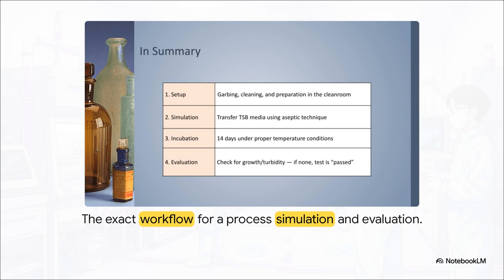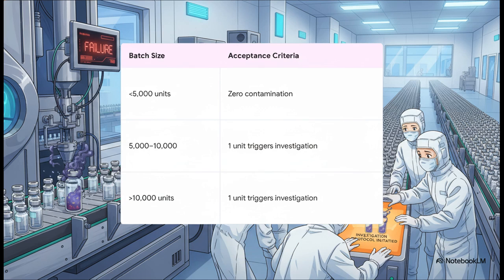And finally, the evaluation. We check every single unit for turbidity, which is basically a cloudy appearance that screams, hey, we've got microbial growth. And the acceptance criteria for this are incredibly strict, as they absolutely should be. Look at this. For smaller batches under 5,000 units, finding even a single cloudy, contaminated vial means an automatic overall failure. Zero margin for error. Zero contamination is the only acceptable result. For the larger batches, just finding one unit immediately triggers a massive investigation.